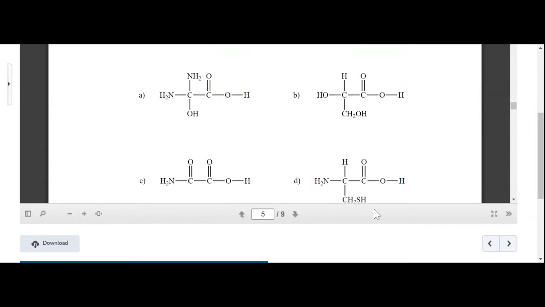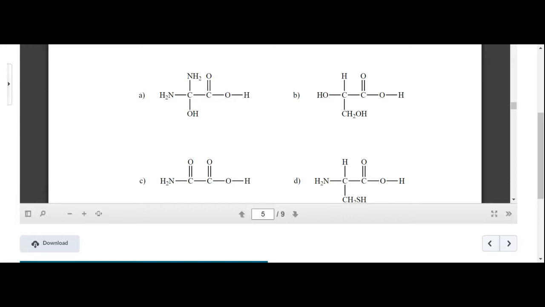Okay, which one cannot be an amino acid? Is A an amino acid? You tell me why A is not an amino acid. Because A doesn't have hydrogen, so it cannot be an amino acid. If you had 1 hydrogen here attached to the carbon that carries the acid and the amine group, it would have been an amino acid.